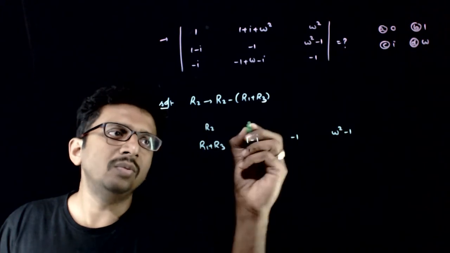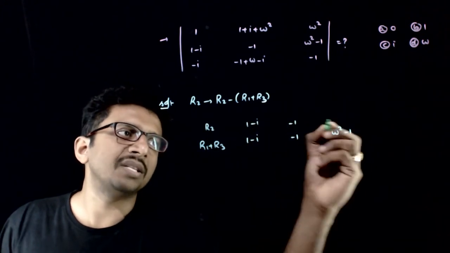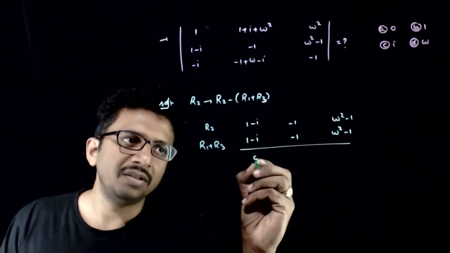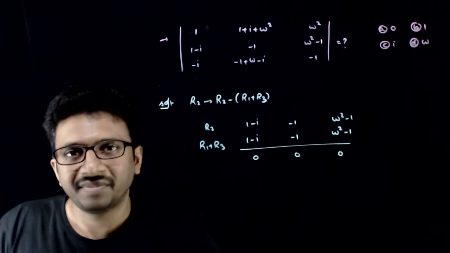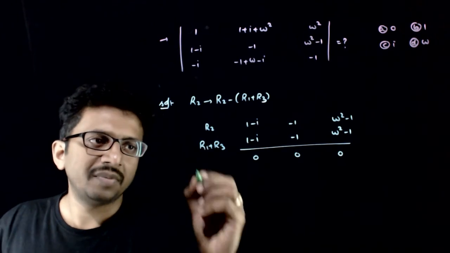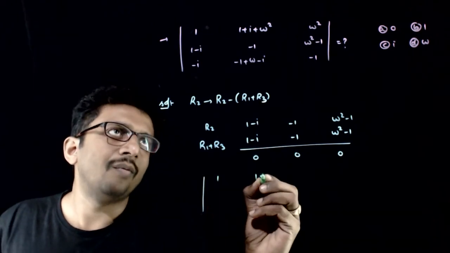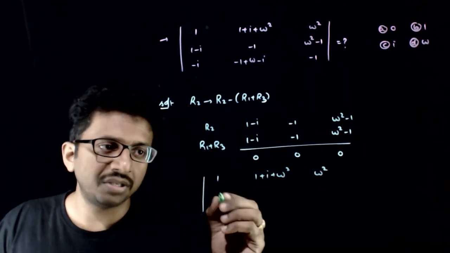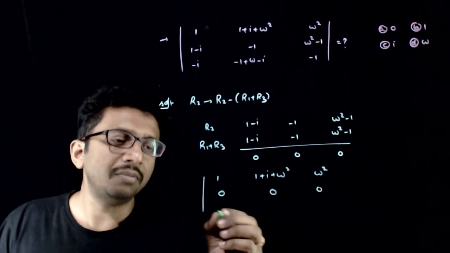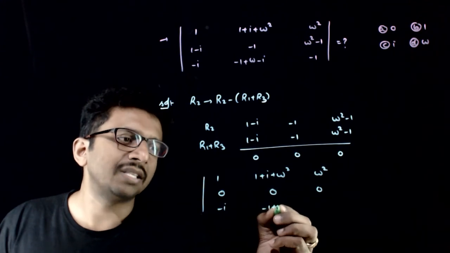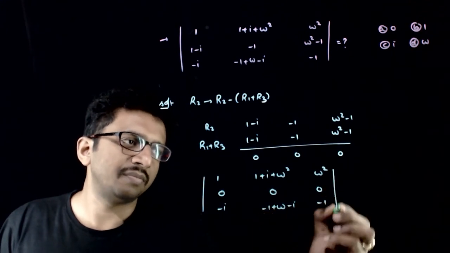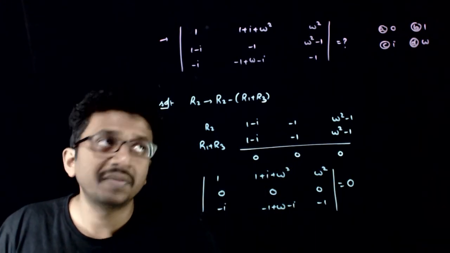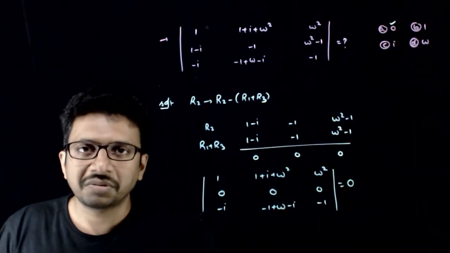And what is R2? R2 is 1 minus i, minus 1, omega square minus 1. So if I subtract these two, you get 0, 0, 0. So R2 becomes 0. If you do this operation, R2 becomes 0, 0, 0, and the determinant is equal to 0 because one of the rows is completely 0. So answer A is the right option. Thank you.